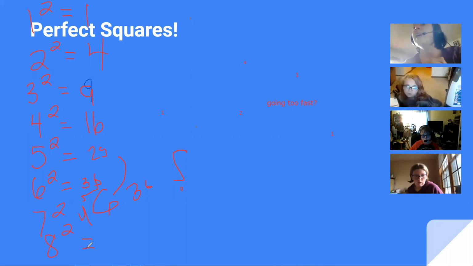Are we going too fast? Sorry, please tell us. What we're doing is we're just squaring the number. We're multiplying it by itself. So 5 times itself is 25. 6 times itself is 36. These are called the perfect squares because there's no decimals involved, and we're going to use them to help us simplify other radicals.